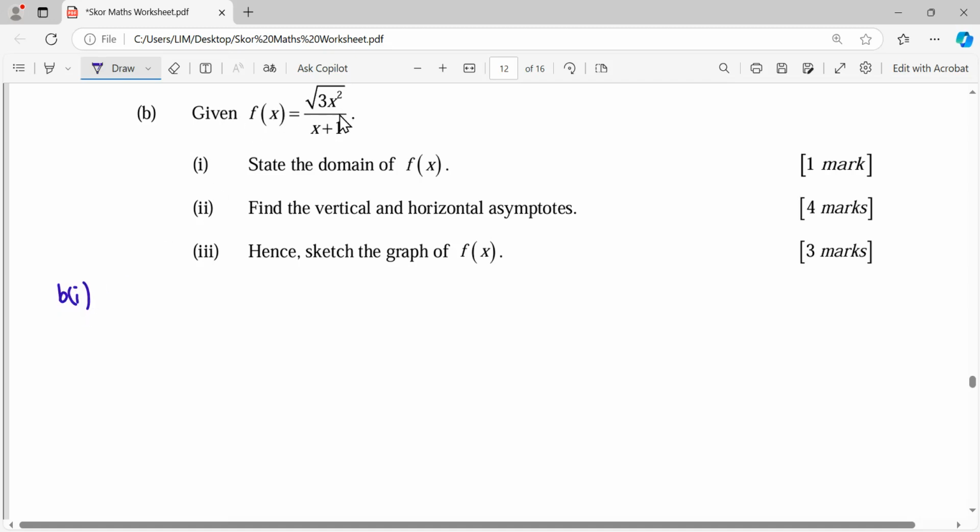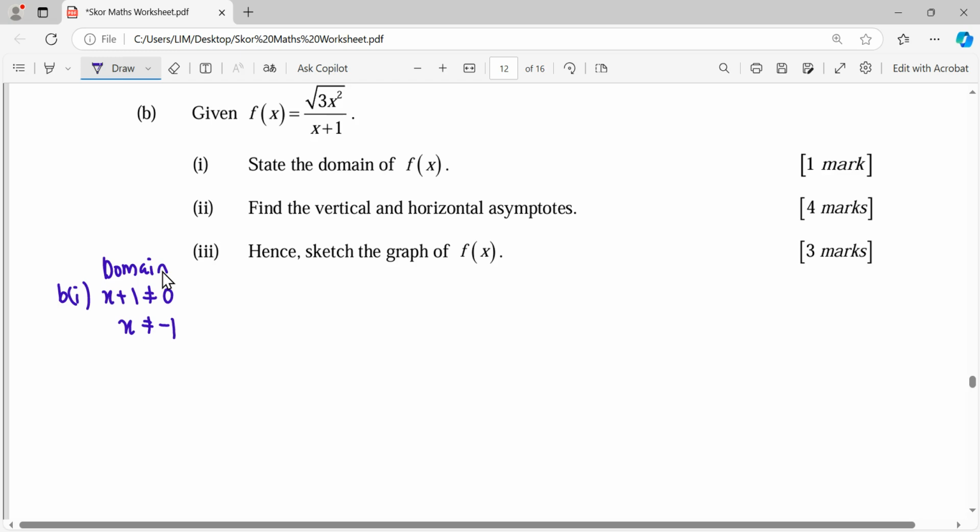Given that we have a function, state the domain of the function. So you can see this function has a denominator. So first of all, the denominator is not equal to 0. x will not equal -1 to find its domain.